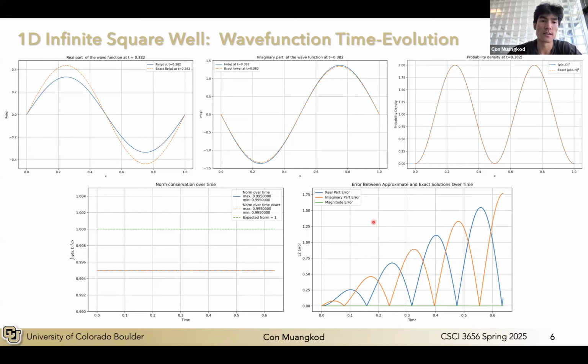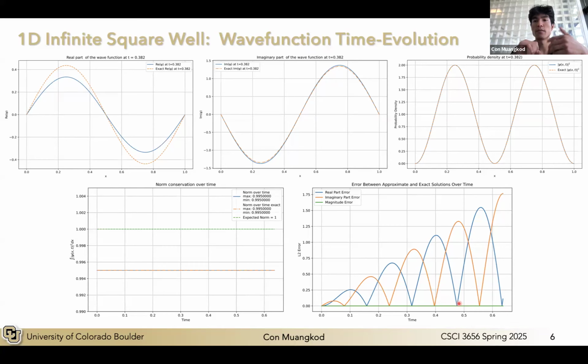The most interesting thing is on the bottom right plot here. Here I show you the area between the approximated and the exact solution, in the real part shown in orange and the imaginary part shown in blue. And as you can see, the area doesn't just keep going up, but it's actually oscillating between the real part and the imaginary part. So once we see the maximum area in the real part, we can see the lowest area in the imaginary part.